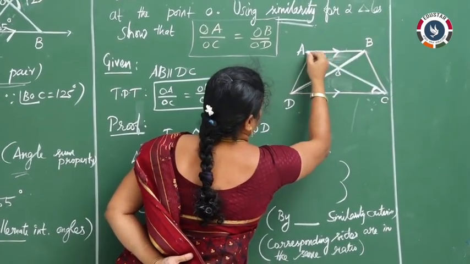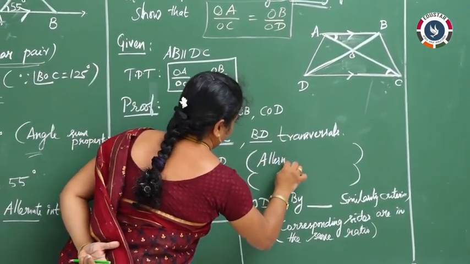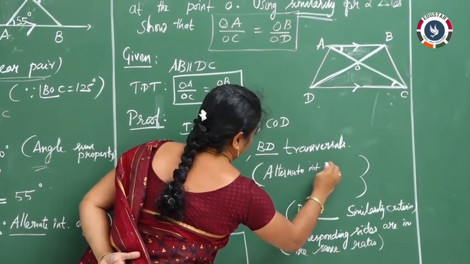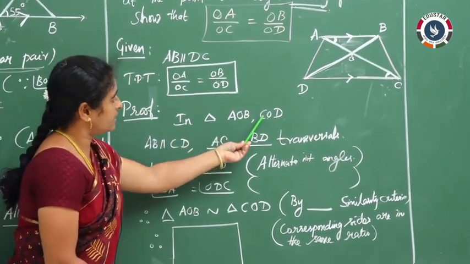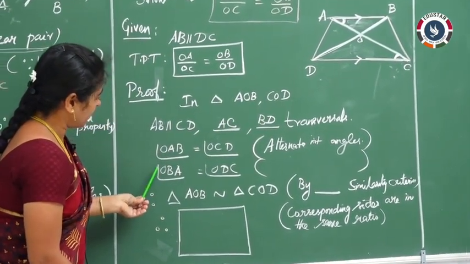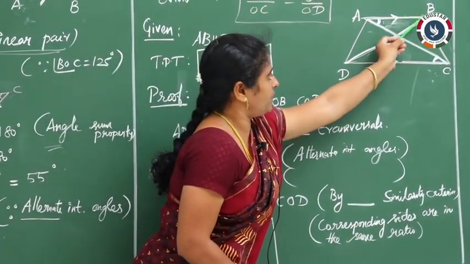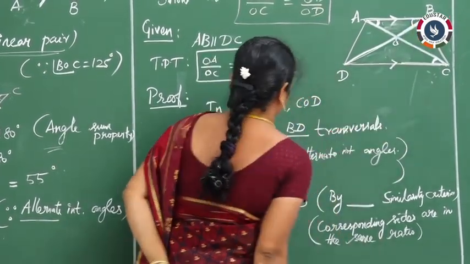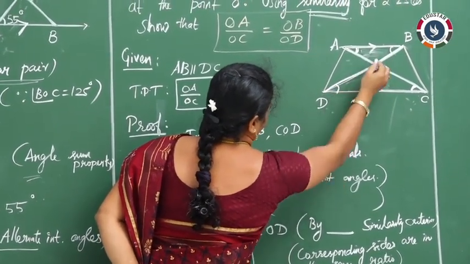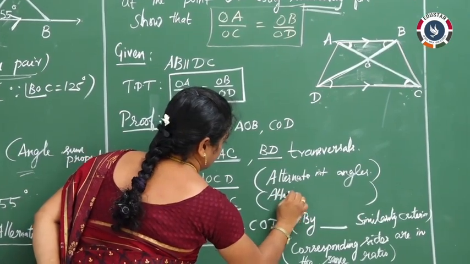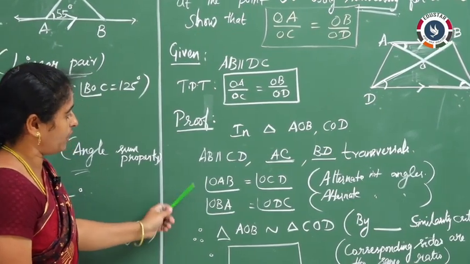Can you see those 2 angles? What type of angles are they? Alternate interior angles. Similarly, in the next triangle, angle OBA with angle ODC. Those 2 angles are what type of angles again? Alternate interior angles. So we have 2 angles equal in the triangles.